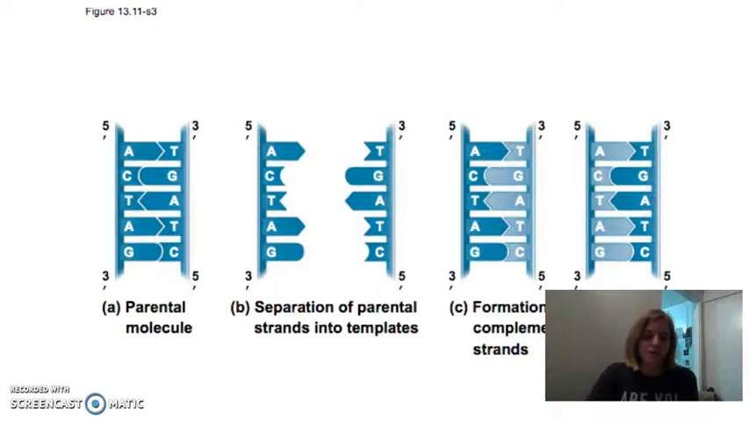This is a little zoom in on what the semi-conservative type of replication actually looks like, in which the parent strands separate, a new daughter strand forms on each one, and then we end up with half of the old strand and half of a brand new strand that's complementary to the old strand.